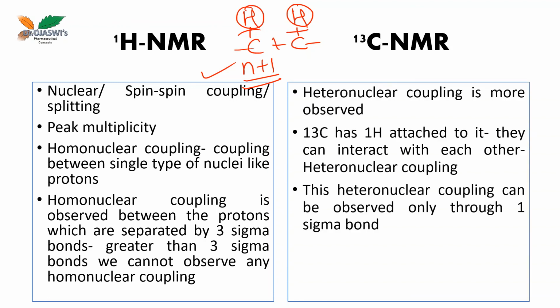Now in case of 13C NMR, heteronuclear coupling is more observed. 13C has 1H attached to it. They can interact with each other. Okay, so here this carbon and this hydrogen, this is also NMR active, this is also NMR active. If this is C13, then this C13 and this 1H can split each other's signal. This is called heteronuclear coupling. This heteronuclear coupling can be observed only through one sigma bond.